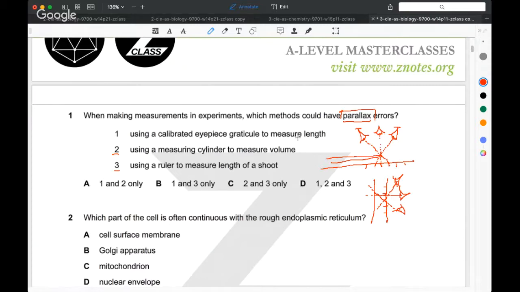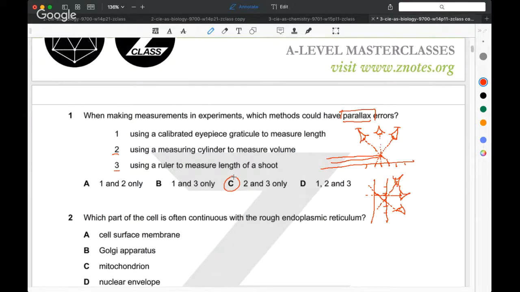But with the eyepiece of a light microscope, the eye is essentially fixed. You locate your eye over the eyepiece, so the opportunity for these parallax errors just isn't present. There's no chance of parallax error when you're using the light microscope. So parallax errors only occur in 2 and 3, and the answer there is answer C.